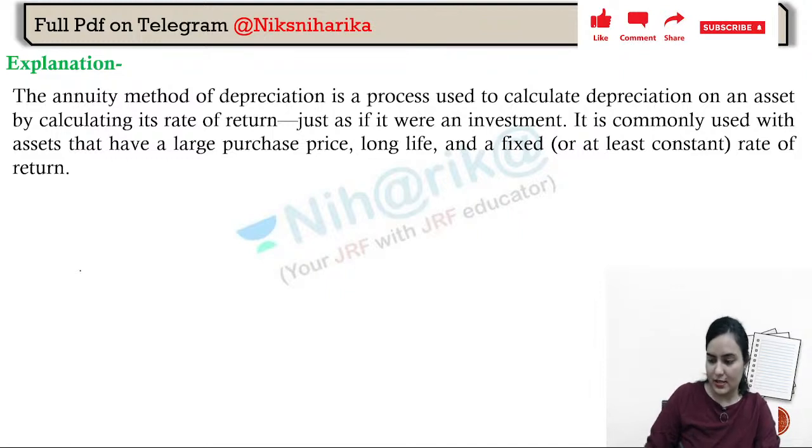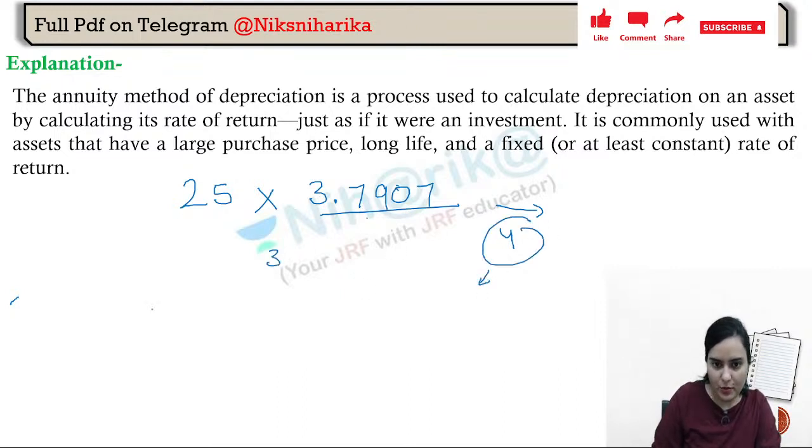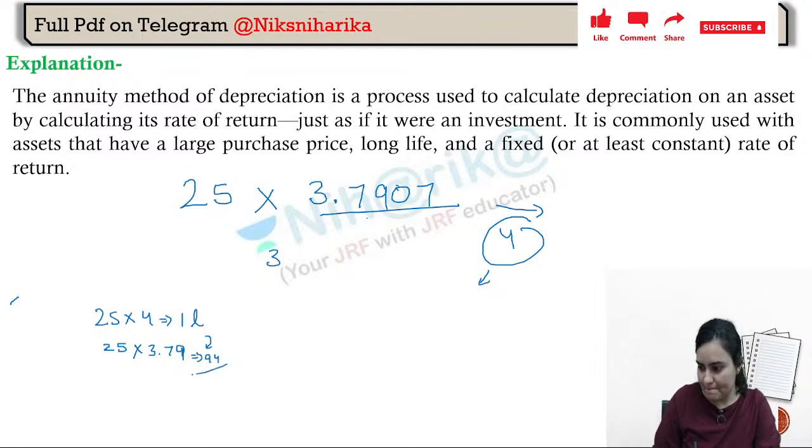Kiran, look, what was given? We had to multiply 25 into 3.79, which is 3.7907. Which number is near, 4 or 3? 4 is near. So we just took approximation that if we take 25 into 4, that will be 1 lakh. So 25 into 3.79 will be teeny tiny, a little bit lesser than 1 lakh. So it will be 94,000. We'll reach it with M plus and MRC.